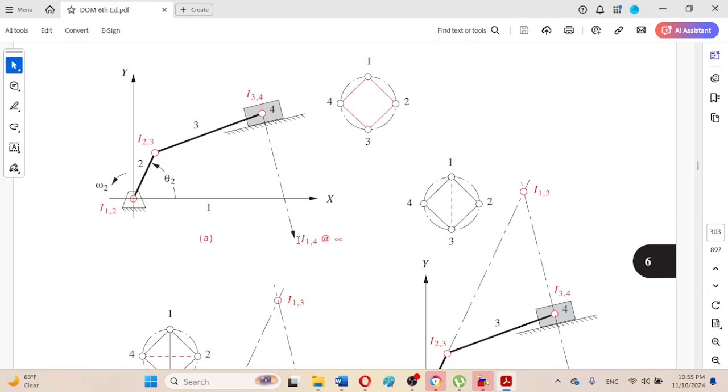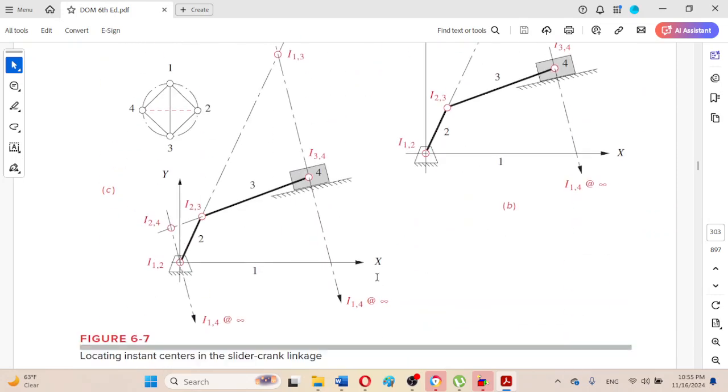and its grounded revolute joint, which is the permanent instant center between the ground and the fourth link, which is the infinitely long rocker or this slider. In this case, its instant center is I1,4. So in this way, this is the method.